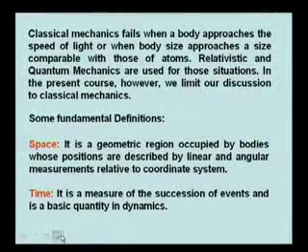Space. What is a space in mechanics? It is a geometric region occupied by bodies whose positions are described by linear and angular measurements relative to a coordinate system. So, there will be a space in which bodies are placed, and the position of the bodies is described by linear measurement from some coordinate, some origin, and angular measurement. Time. It is a measure of the succession of events and it is a basic quantity in dynamics.